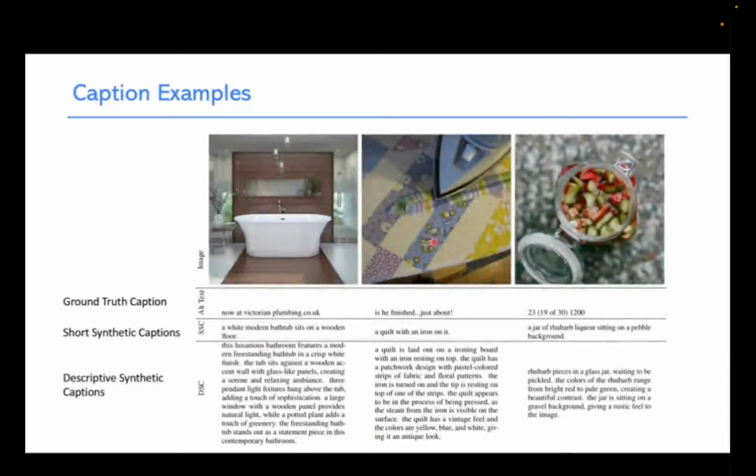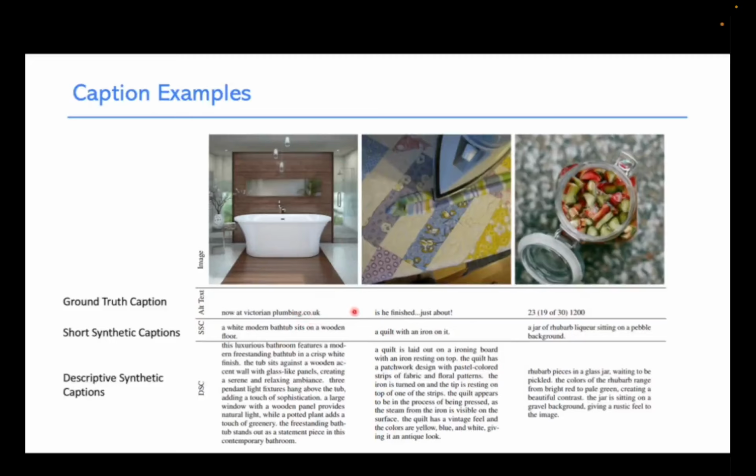For example, we have 3 images here, which are online images, and the ground truth caption, which is the alt text of those images, are pretty simple. There is not much information related to them, and there are even some advertisements.